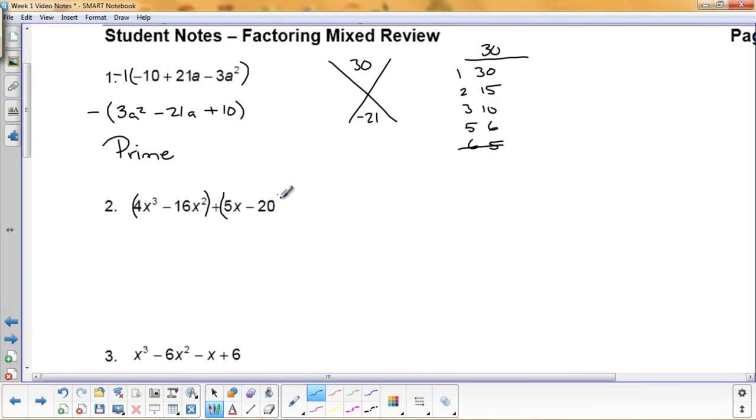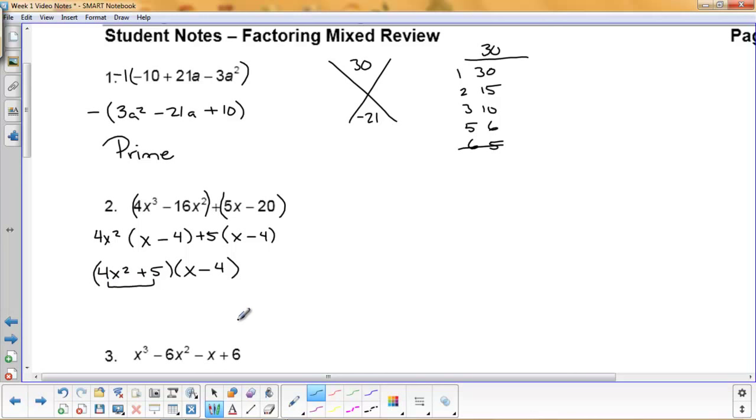At first glance here, I don't have any GCFs, so I'm just going to go ahead and do some four-term grouping here and see what I can come up with. And that's going to give me 4x squared, and that's going to be x minus 4. I see the plus 5 here is going to give me x minus 4. So this time, four-term grouping did give me a little bit of a simplified version here, so that's why I'm going to go ahead and use it. And x minus 4. So there is my final answer.